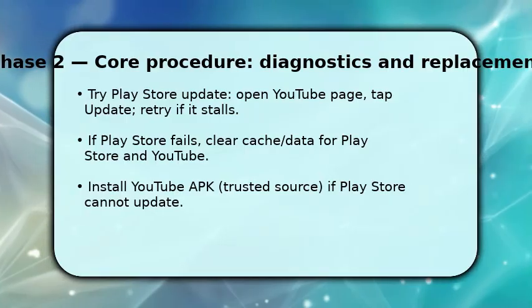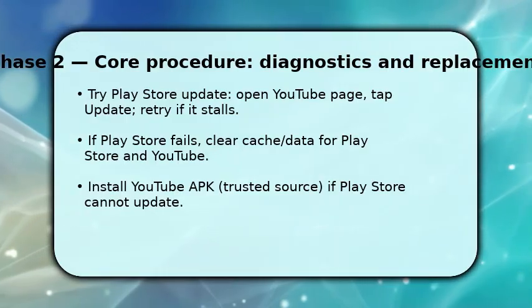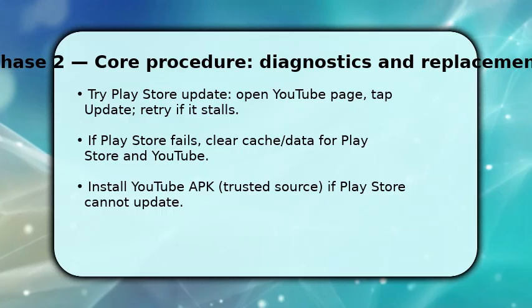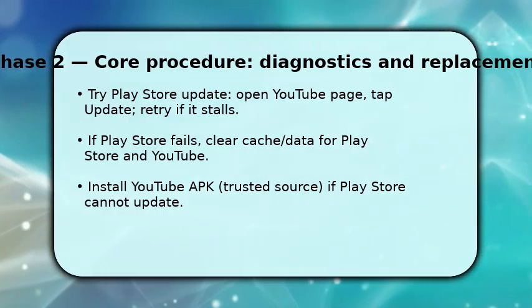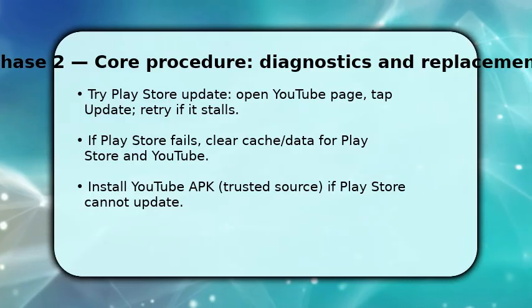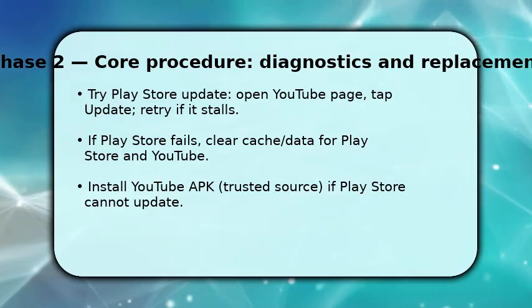Next, attempt the standard route. Open the Play Store, go to YouTube and tap Update. If it stalls, back out and try again after clearing Play Store cache and data. This resets download managers. Make sure background data is allowed and auto updates are on.